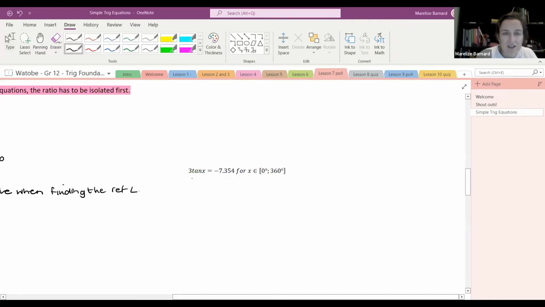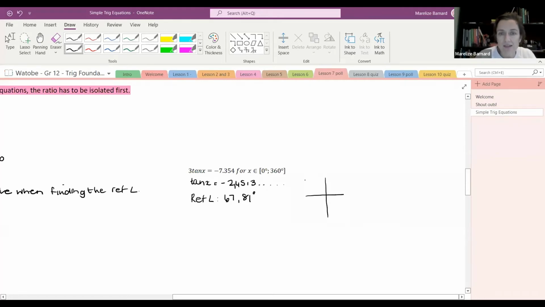Okay, let's have a look. So we start off dividing by the 3 first. So tan of x will give me negative 2.451 with a few decimal places after that. So we're going to ignore the negative and just put into our calculator shift tan to get our reference angle. So shift tan of that number gives me 67.81 degrees.